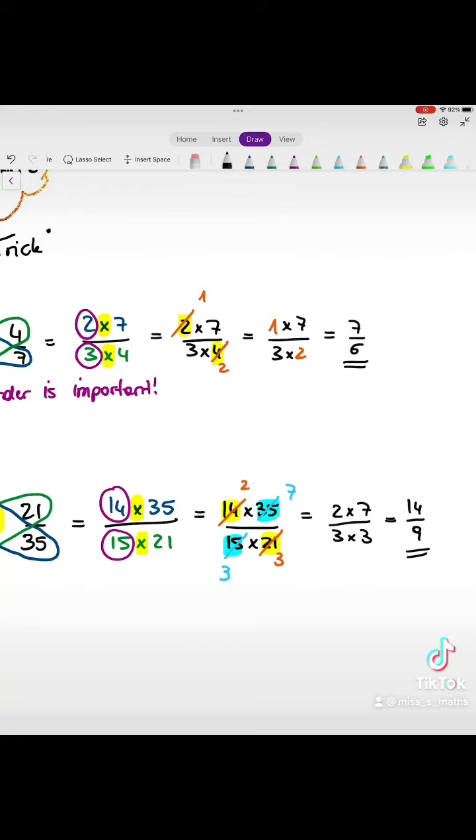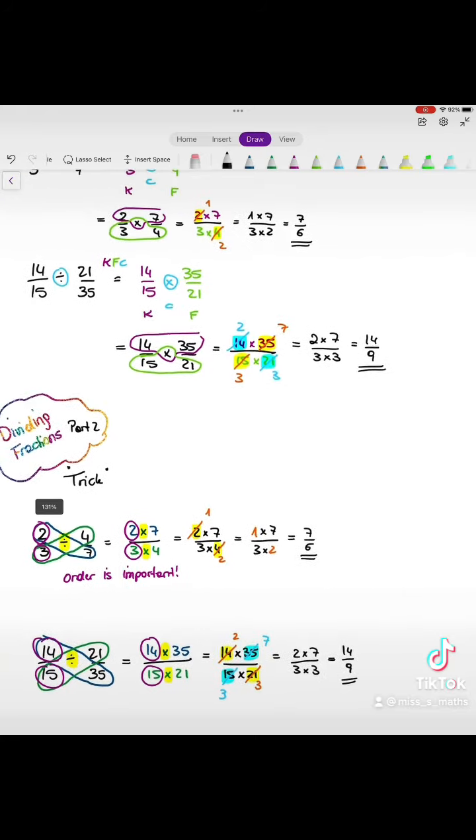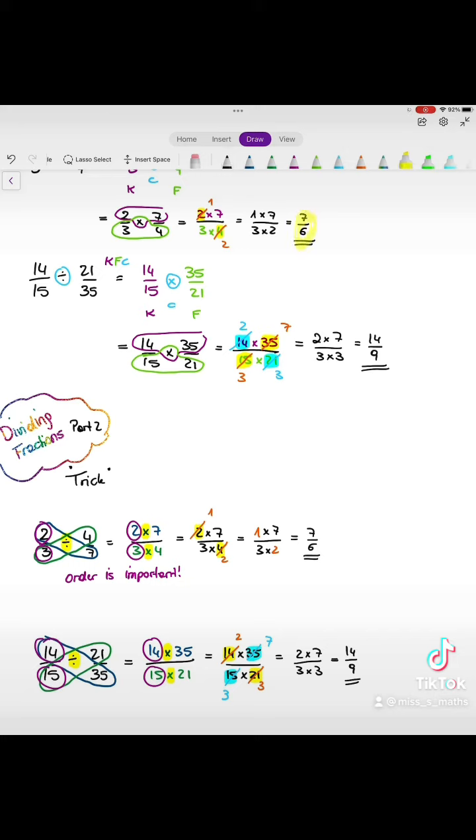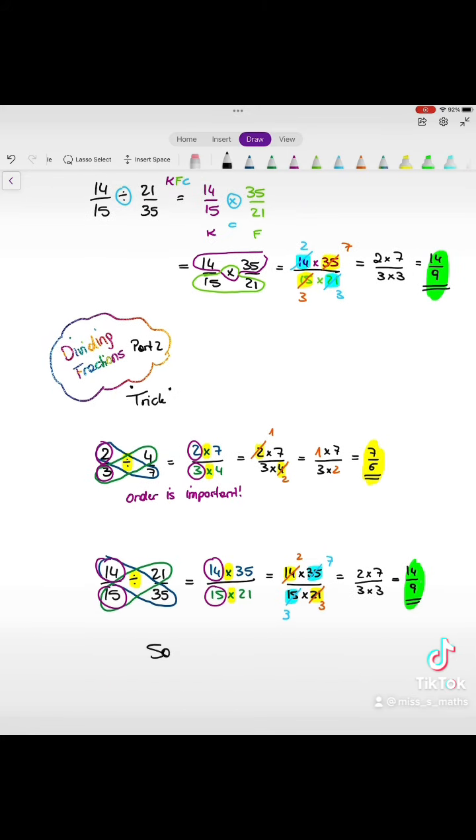Okay, and then again we simplify, and if we compare that to the last video there, we get the same answers. We get the same answers there, and the work effort is pretty similar, to be honest.